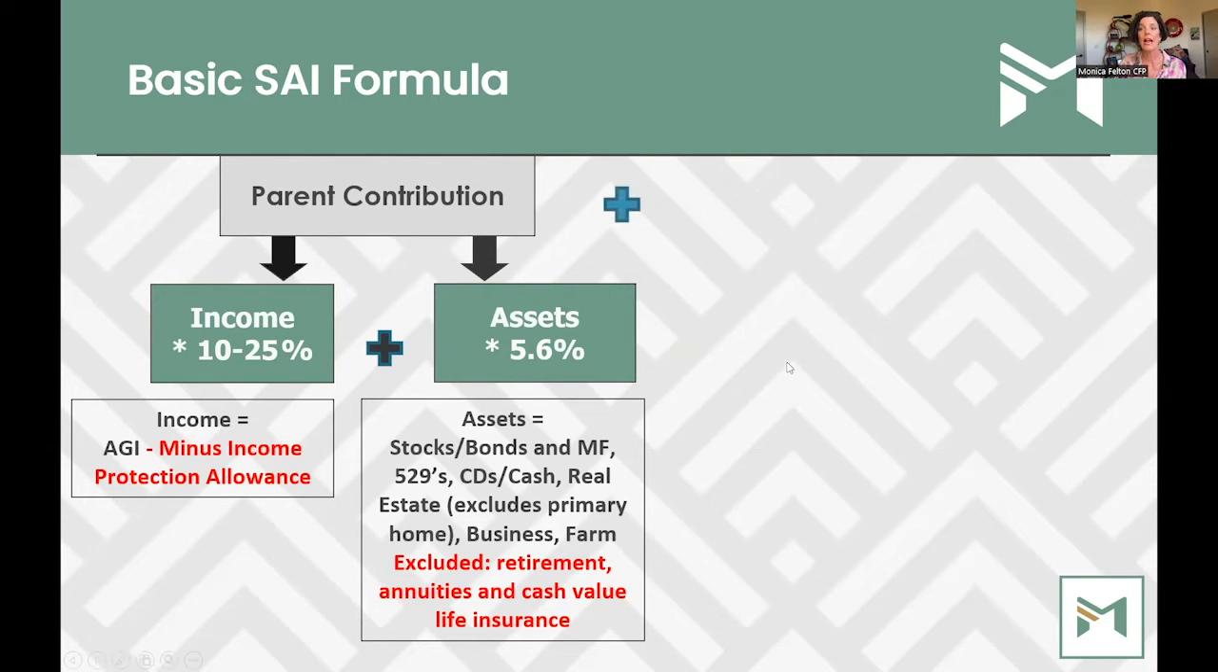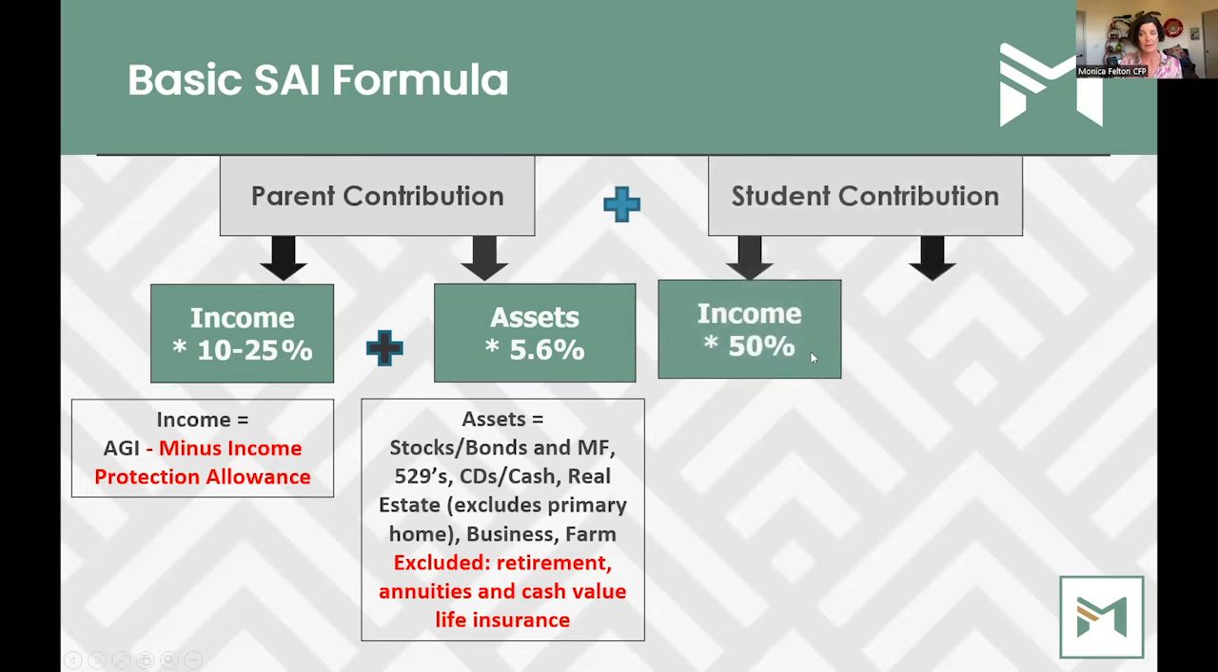Now they're going to look over at student assets and income. So they'll take 50% of your student's income. But don't worry, if you have a student working at Starbucks, that's marvelous. We like that. So there is something called an income protection, and for the student, it's $9,400. So you can see that most students aren't going to bump into that income.